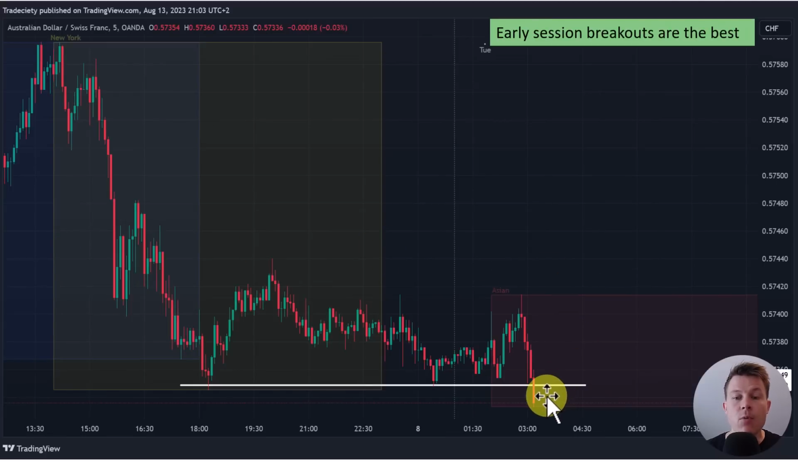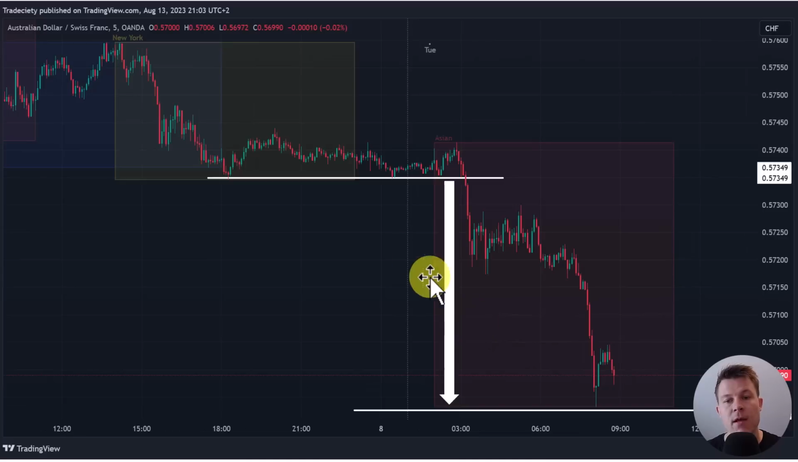Ideally, you want to see a breakout such as this one early on in a new session. The earlier in a new session, the better the breakout is, because early in the session, that's really where the tone is set for the coming day. And then you can see afterwards, once the breakout occurred, the market continued the previous trending direction that we had in the New York session. So this is a very nice carryover trade.